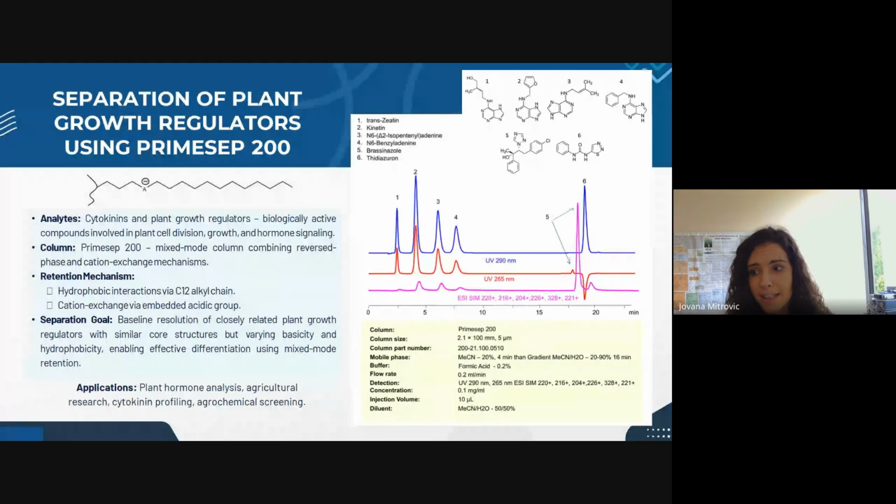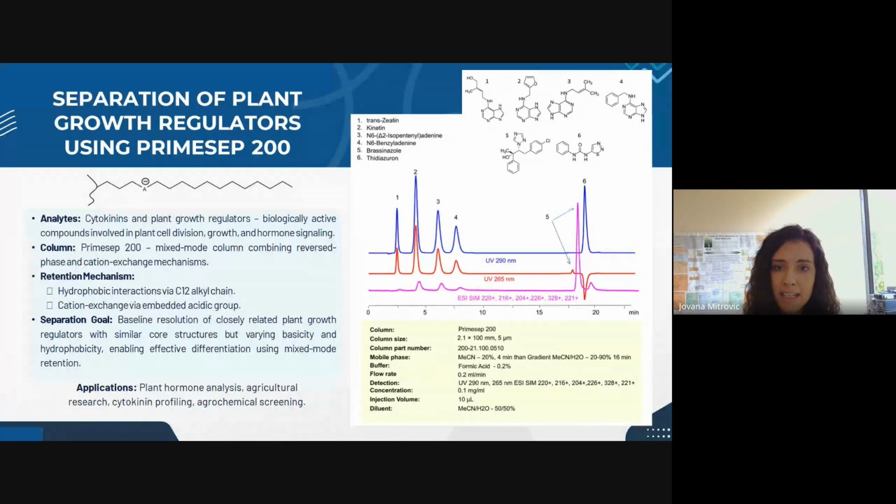This acidic group can interact with slightly basic regions of these molecules, enhancing retention and selectivity, while the hydrophobic chain helps retain nonpolar features present, for example, in brassinazole. And by adjusting the mobile phase, we can selectively enhance interactions for different compounds based on their structure. This versatility is ideal for researchers analyzing multiple hormone classes, whether in plant biology, agriculture, or environmental analysis, without requiring multiple chromatographic methods.